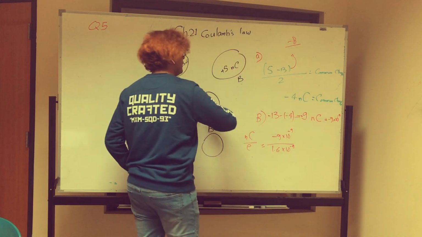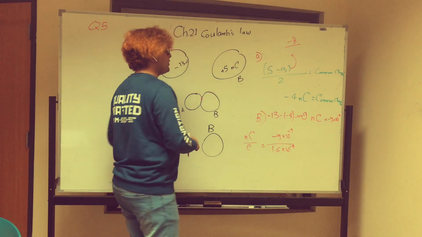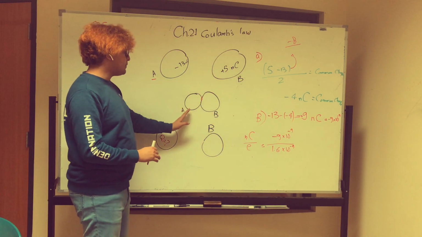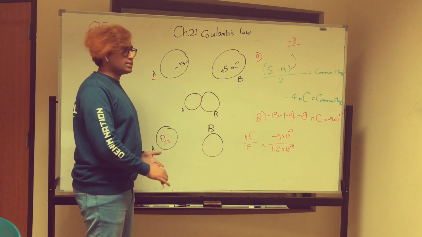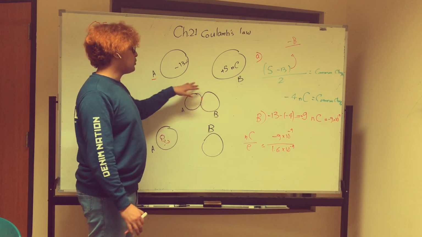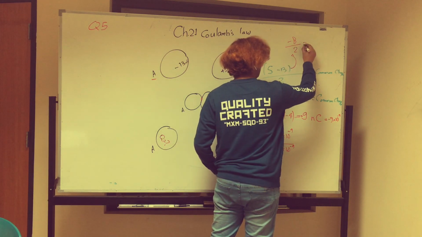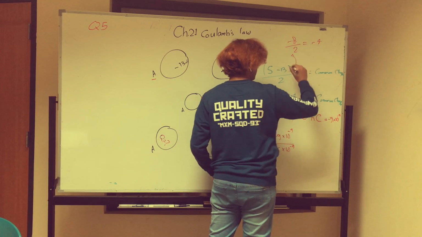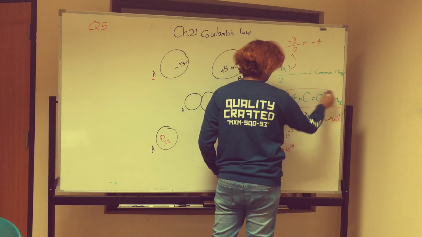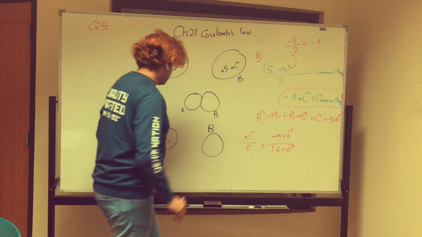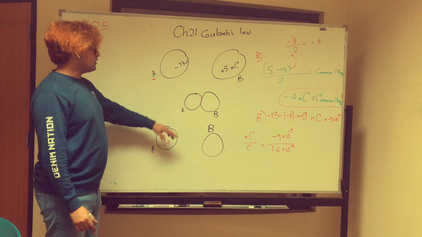And then after we calculate the net charge, we separate this charge equally between them. Very equal, because these two balls have the same size. So we divide this by 2, and that is going to be equal to negative 4. And that is the answer for part A. He's asking for the charge on A after the separation.